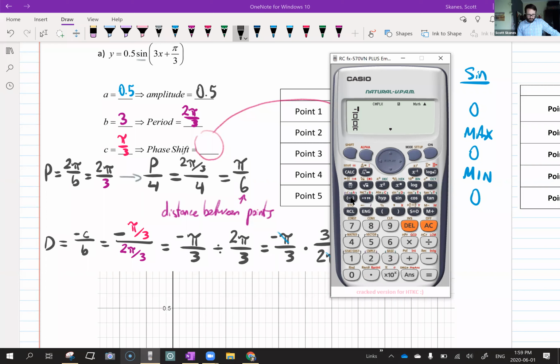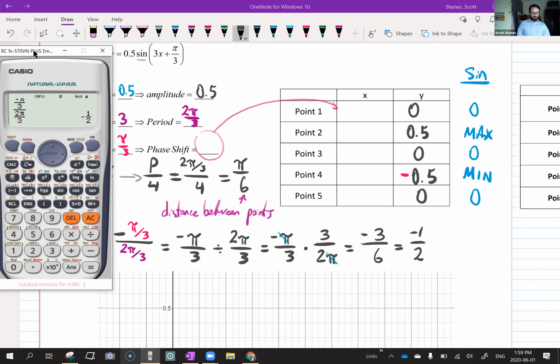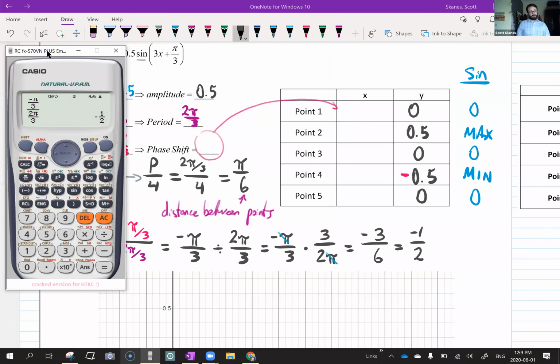And let's see, I'll put negative pi on top. I go down, put in a 3. And I go down, put in a 2 pi. They'll cancel. You don't even need to put them in, but I put them in anyways. And a 3. Let's see what it gives us. Negative 1 over 2. So I had negative 1 over 2. Calculator has negative 1 over 2. So I think it's right.